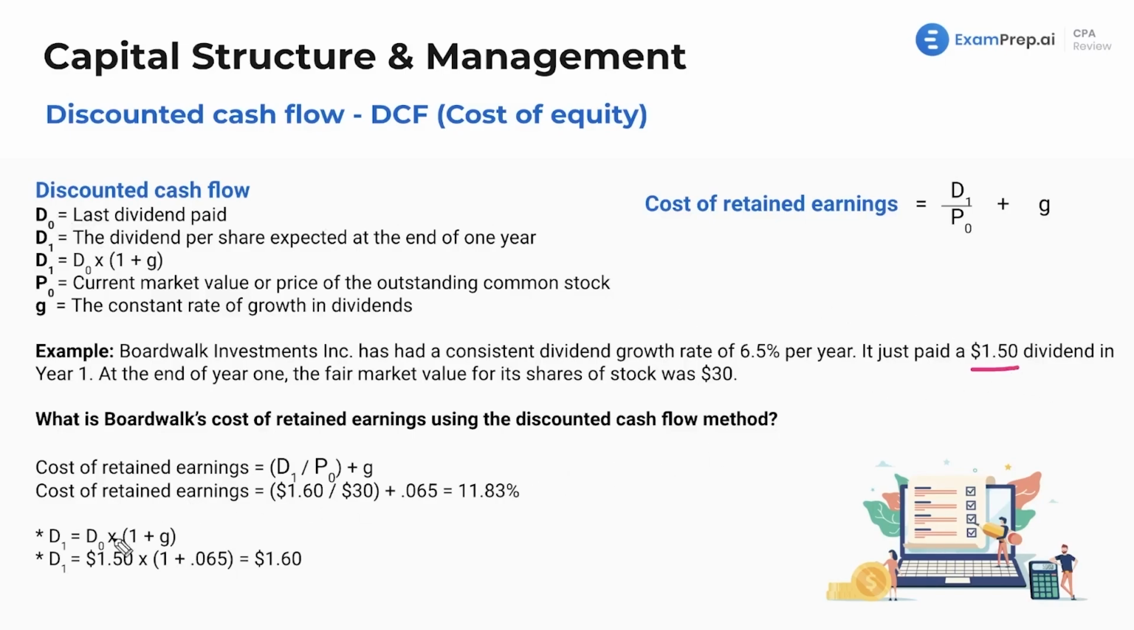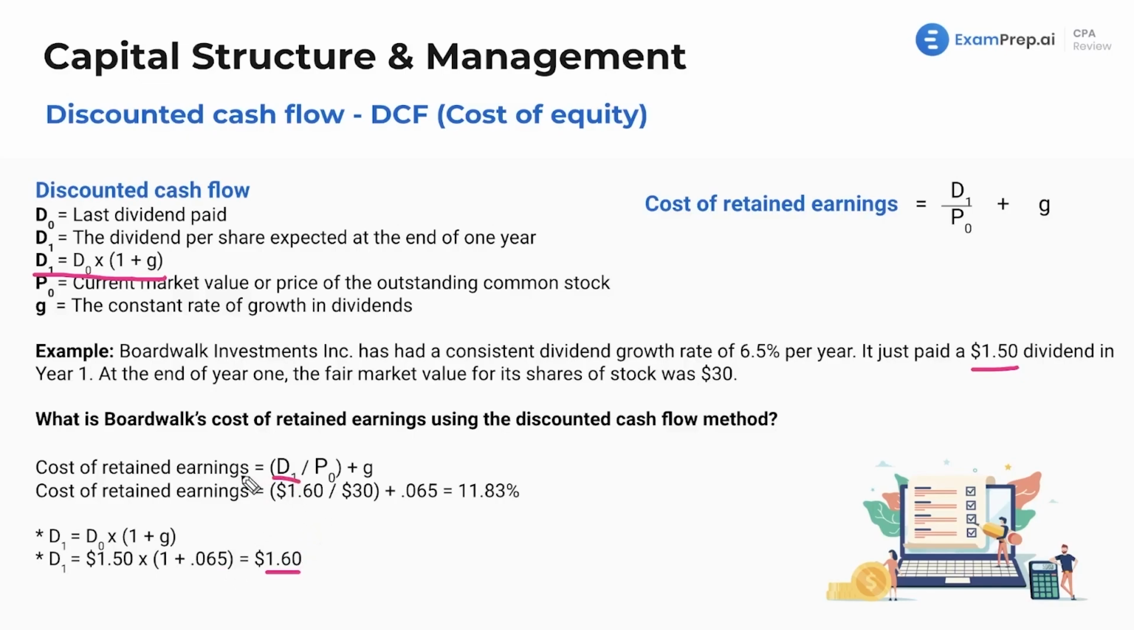How do we get D1? Well, here's the formula for you. Another formula to memorize. It's D0 times 1 plus the growth rate. So that's expected next year. It's just multiplying it for next year, right? What you expect it to be. So that's $1.50 times 1 plus 0.065 gives you $1.60 expected at the end of the next year. So that is the amount we'll use. We plug that into D1.